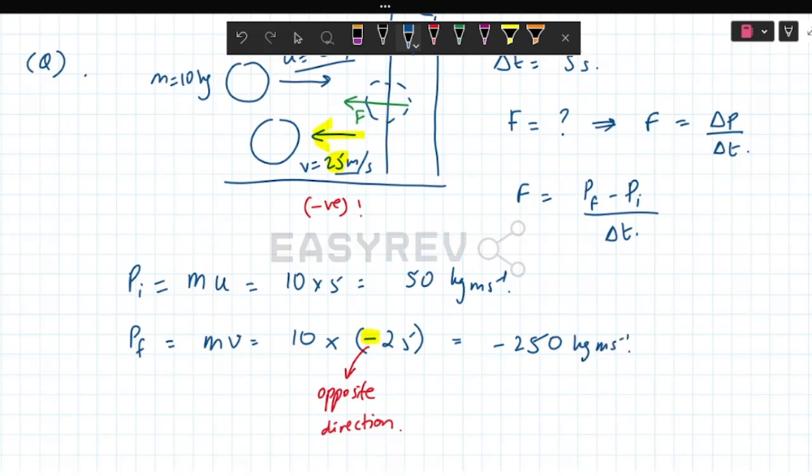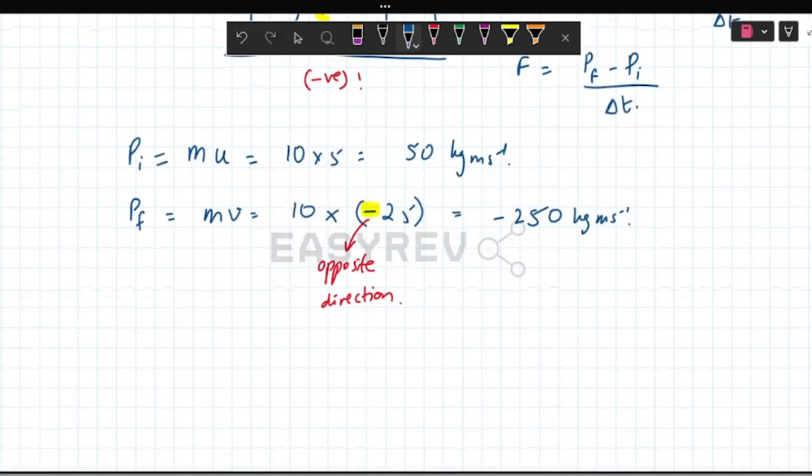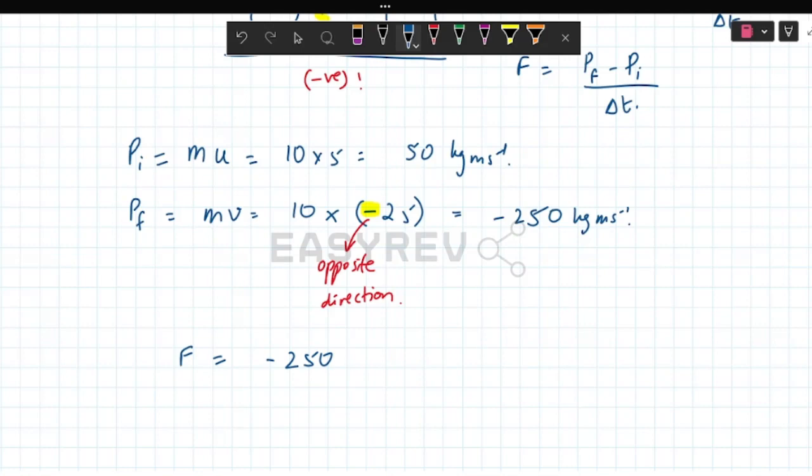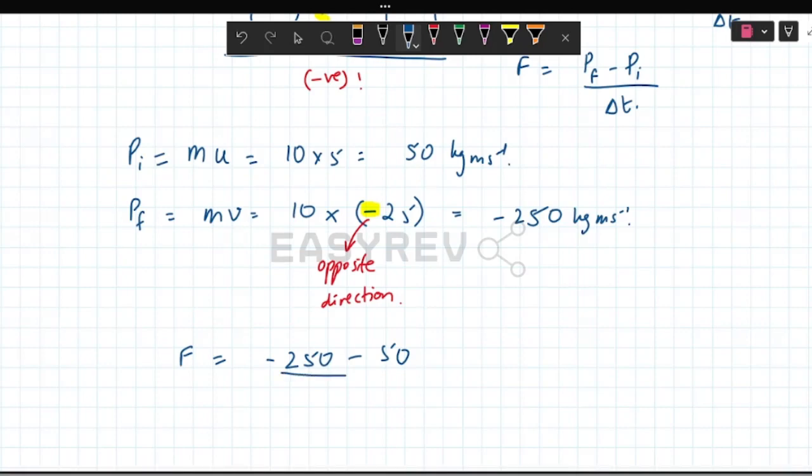And now it's just a matter of me plugging everything in. So the resultant force is minus 250 being the final momentum minus the initial momentum 50. Notice how I don't skip the negative sign. I have to maintain it there to illustrate the opposite direction, divided by the time interval of 5 seconds. So this time, instead of the two quantities in the numerator subtracting, it's actually adding, and I get minus 300 divided by 5. And in the end, simplifying gives me minus 60 newtons.